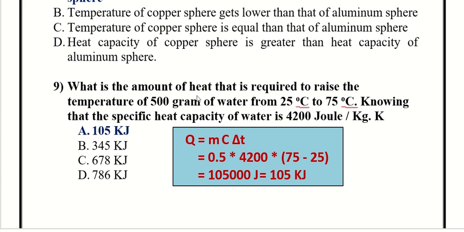Question number 9. What is the amount of heat required to raise the temperature of 500 grams of water from 25 degrees Celsius to 75 degrees Celsius? Knowing that the specific heat capacity of water is 4020 joule per kilogram degree Kelvin. Substituting in the relation of the quantity of heat Q equals m c delta T, and converting these units into kilograms, we will get the value of the quantity of heat in kilojoules.